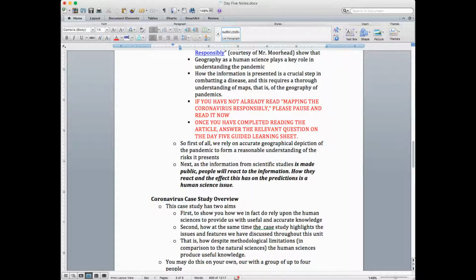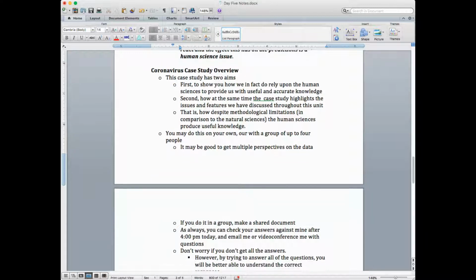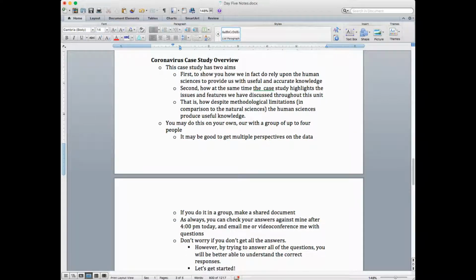Next, as the information from scientific studies is made public, people will react to this information. How they react, and the effect and consequences this has on predictions, is a human science issue. So now we're going to enter the second part of our coronavirus case study. And let's begin with an overview.